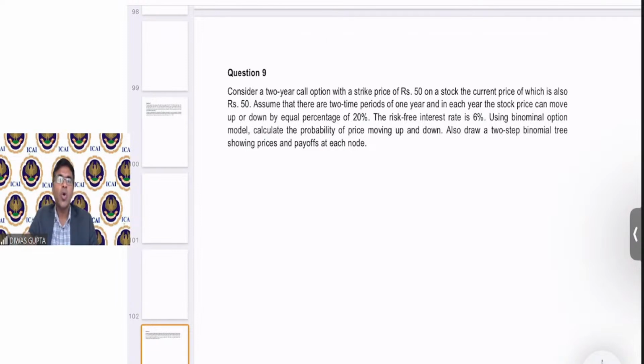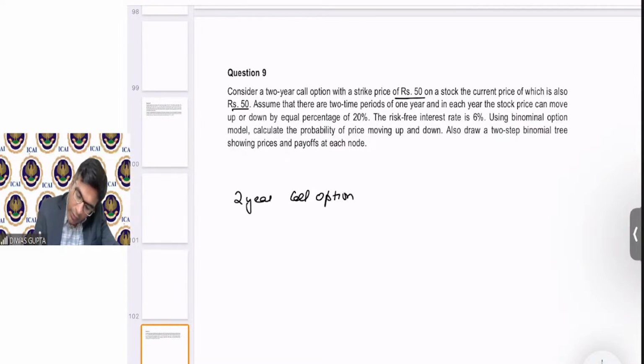Consider a 2-year call option with a strike price of rupees 50 on a stock, the current price of which is also 50. Now, students, see, there is a 2-year call option that we are talking about. Okay. And the strike price is actually 50 and the current price is also 50.